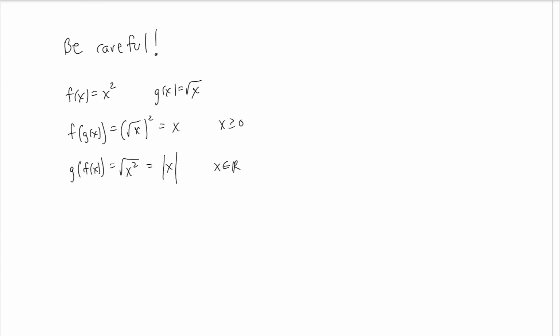So g of f of x simplifies to the absolute value of x. It doesn't simplify to x. So since this is not just simply x, then they're not inverses of each other. So f and g are not inverses of each other, even though you look at them and think they should be, right? Squaring something and square rooting it, that's inverses. They're not inverses of each other.